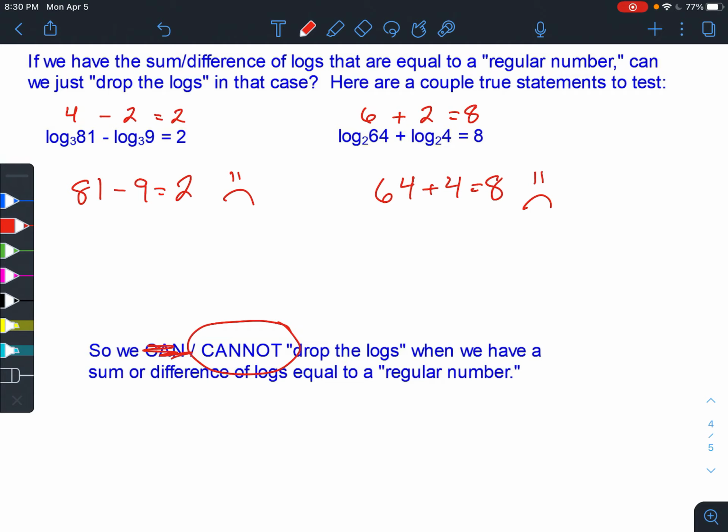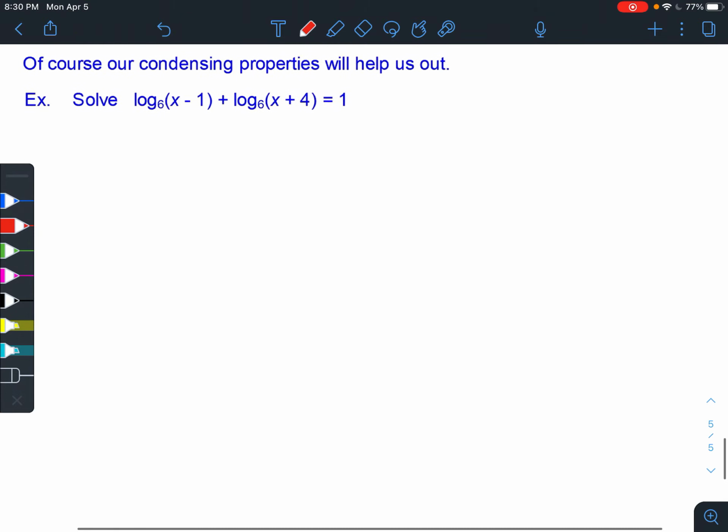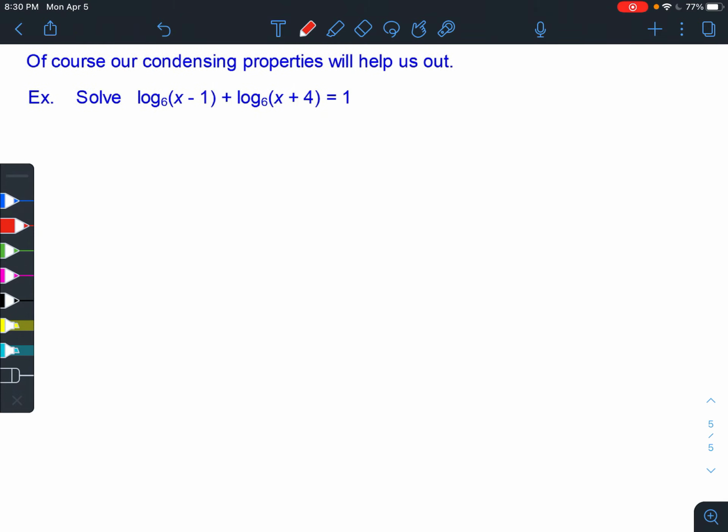So again, it's one of those very large conceptual errors, as I mentioned earlier in this video, that if you do that, it will cost you a large number of points, so please don't do that. All right, here we go. Of course, as you may have guessed already, our condensing properties will definitely help us out.